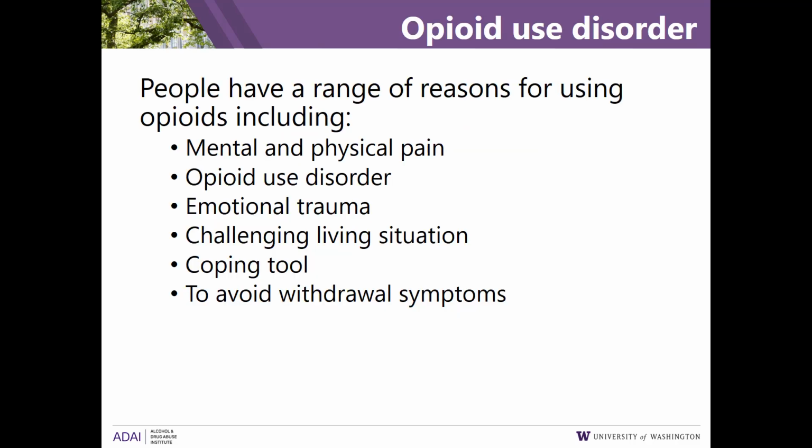So there are a bunch of reasons that people have for using opioids. These can include treating physical pain. People can also take opioids to reduce mental pain or to cope with emotional trauma or a challenging living situation, like sleeping in a tent. Many people who use opioids are using them because they have opioid use disorder. They may also use them for all of these reasons.